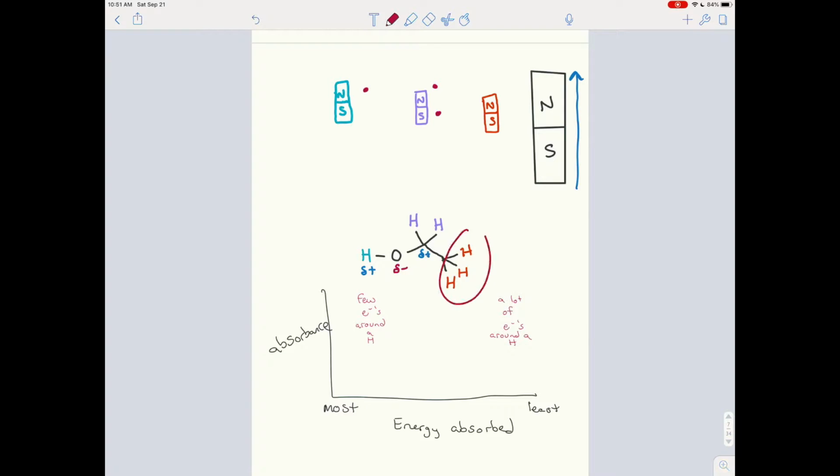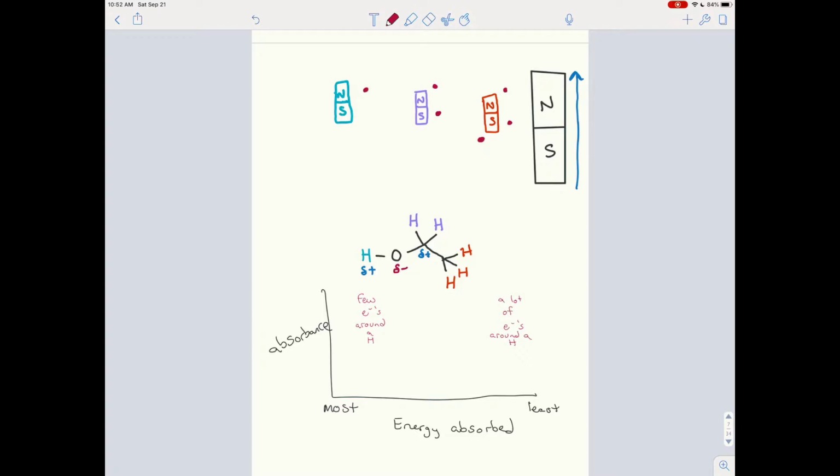But the hydrogens in orange, all the way on the far right, are the furthest from this, and so those keep most of their electron density. They feel the pull of the electronegativity of the oxygen very little. So they keep most of their electrons, and to show that electron density, I'll draw three dots to represent even more electrons around that.